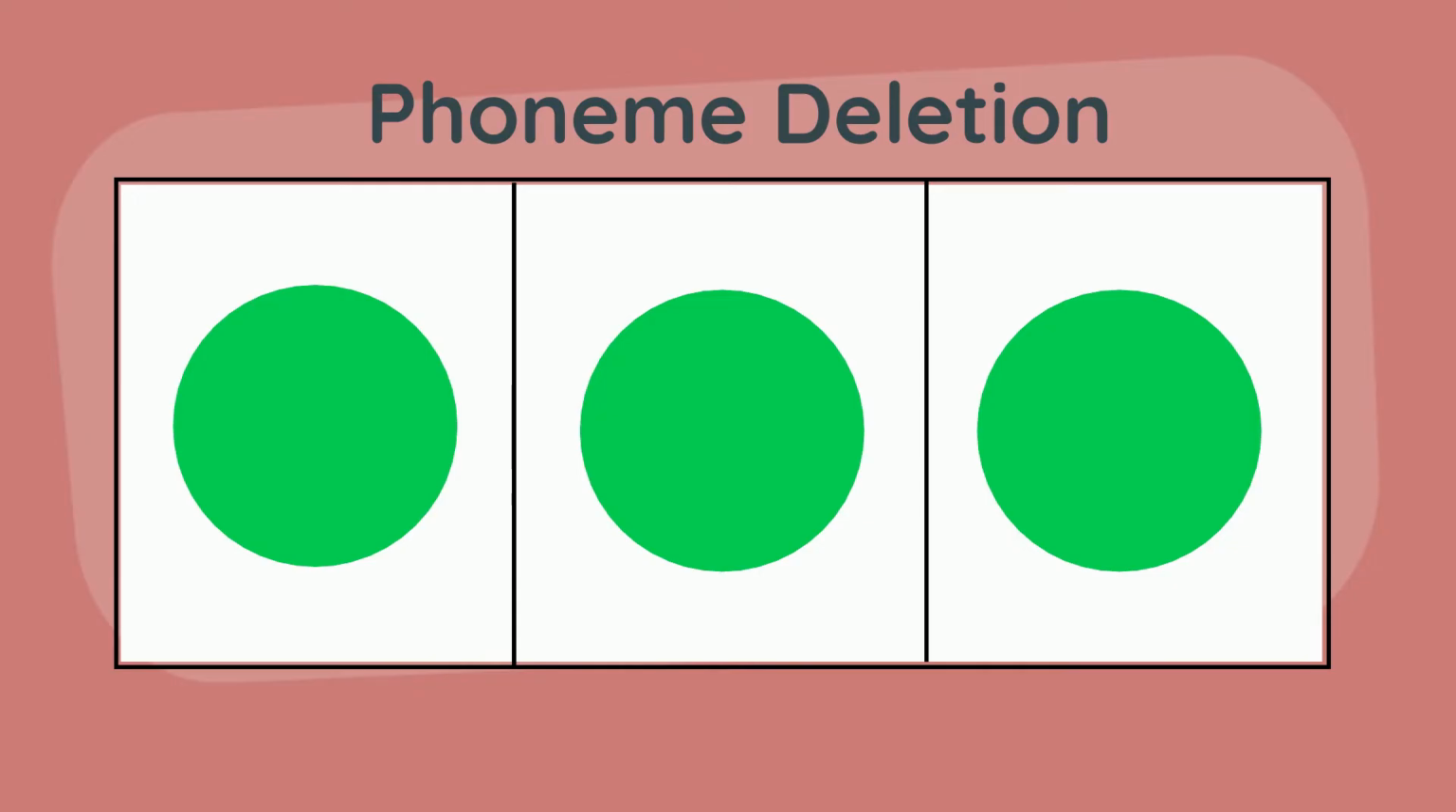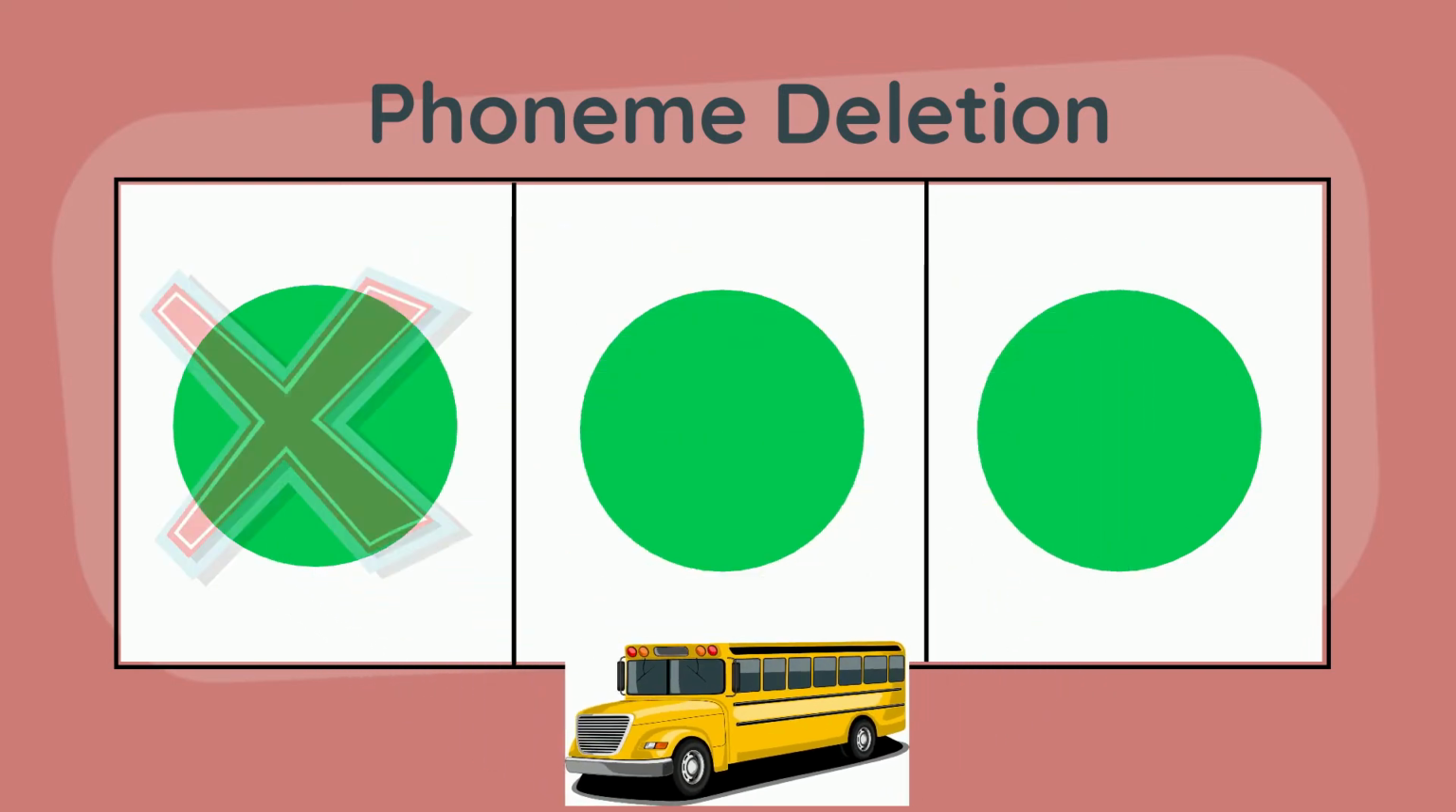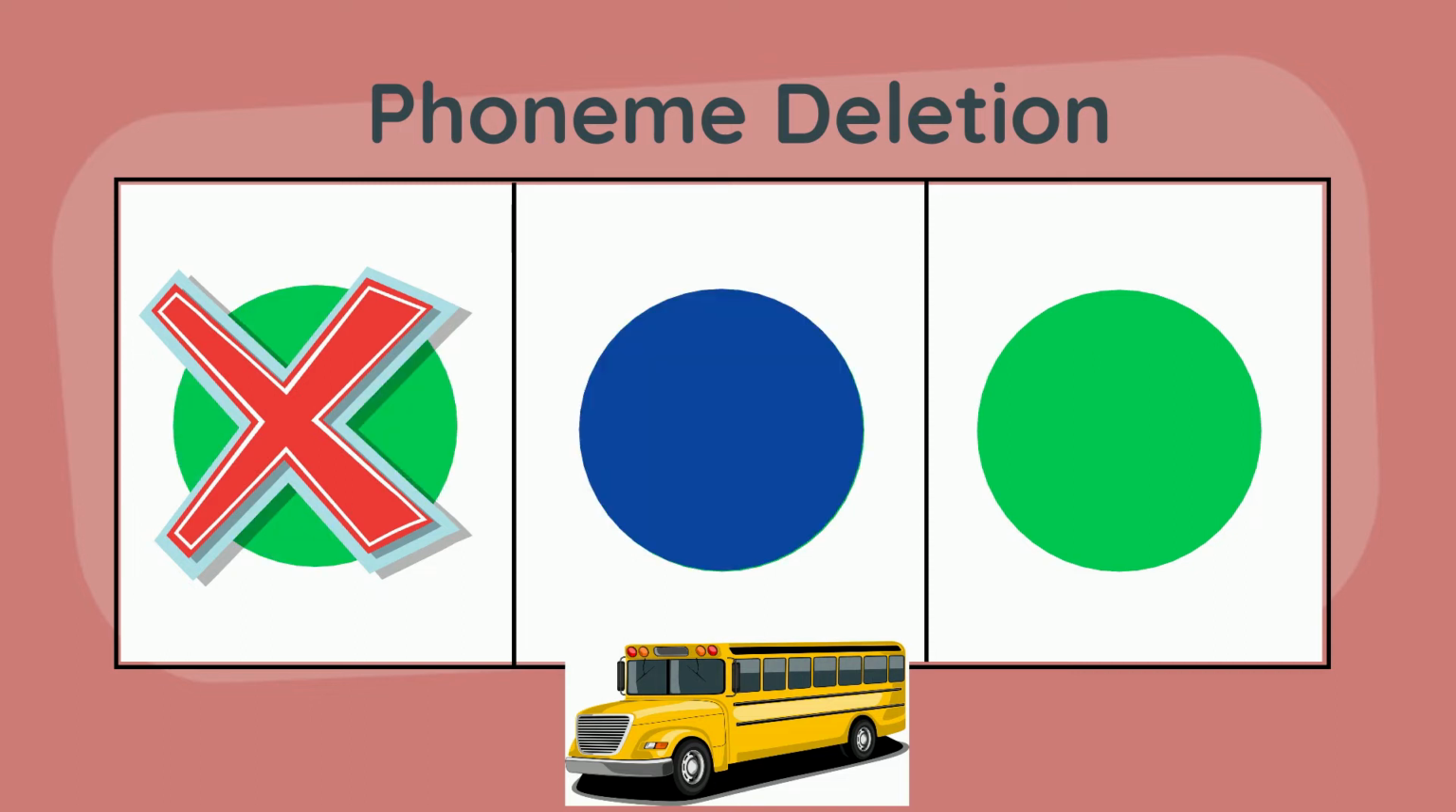Yesterday, we learnt to delete phonemes. Say bus without the B. Remember to keep the first sound in your head. S. Blend the last 2 sounds. Us. The word bus without B is us.